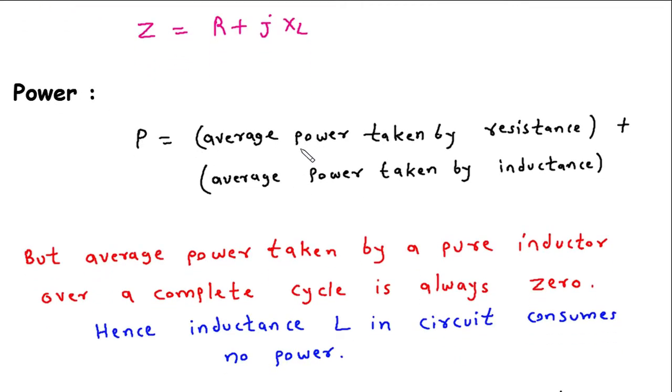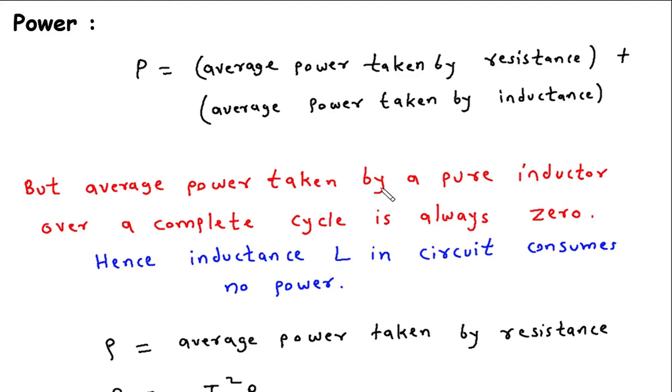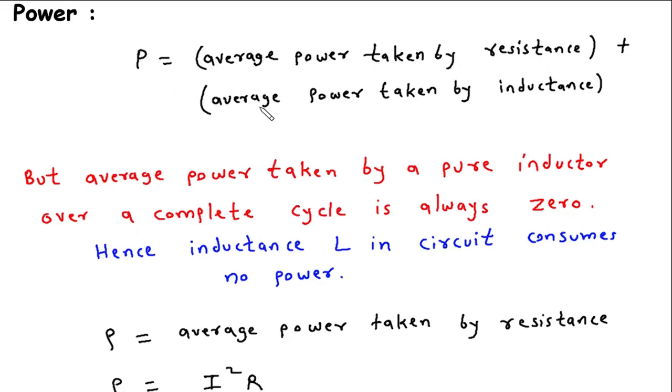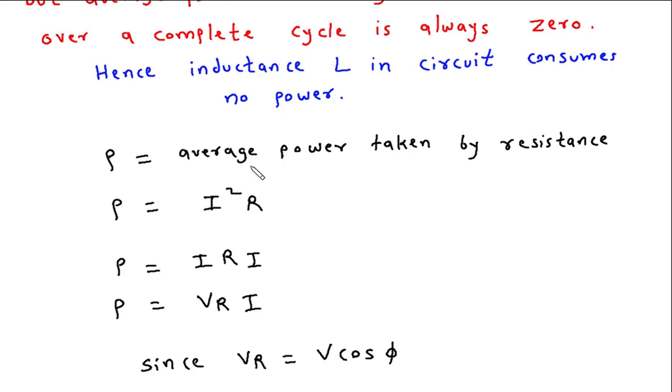Power is equal to average power taken by resistance plus average power taken by inductance. But average power taken by a pure inductor over a complete cycle is always 0. Hence, inductance L in circuit consumes no power. So this will be 0. So power is equal to average power taken by resistance only. P is equal to I square R. Average power taken by resistance is I square R.